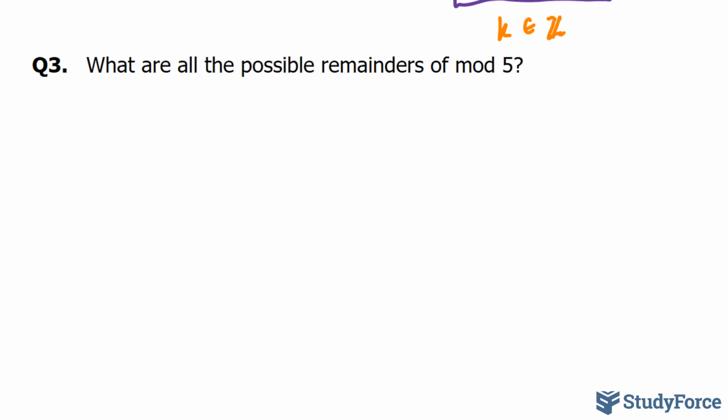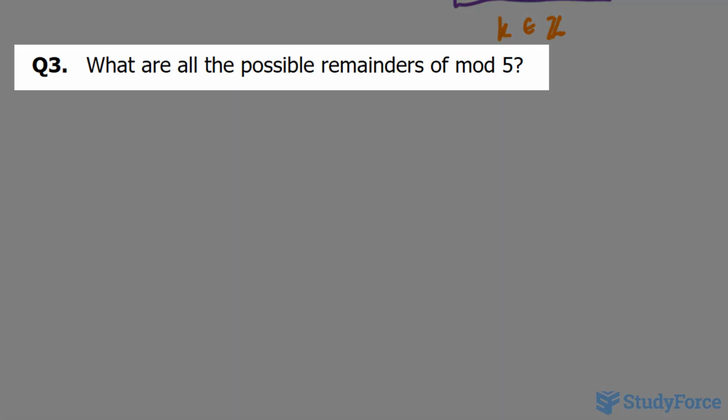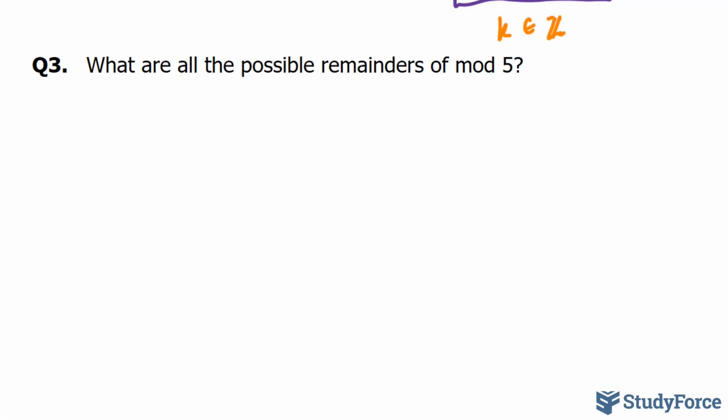Finally, in our last question, we're being asked, what are all possible remainders of mod 5? This is an interesting question, because to come up with the answer, all we have to do is a bit of experimentation. Let's look at 0 mod 5, 1 mod 5, and go from there. Let's see what this reveals.